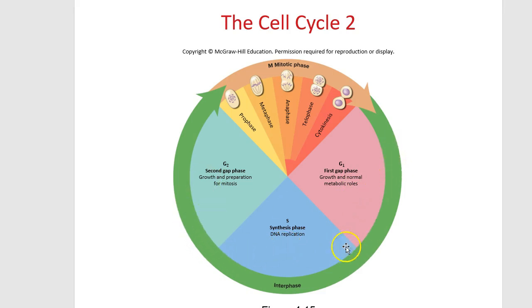So we see that interphase is the longest phase. If you think about I pass my anatomy test, I is the longest part because in order to pass your anatomy test, you spend a lot of time studying. Then we go to prophase, metaphase, anaphase, telophase, and cytokinesis.